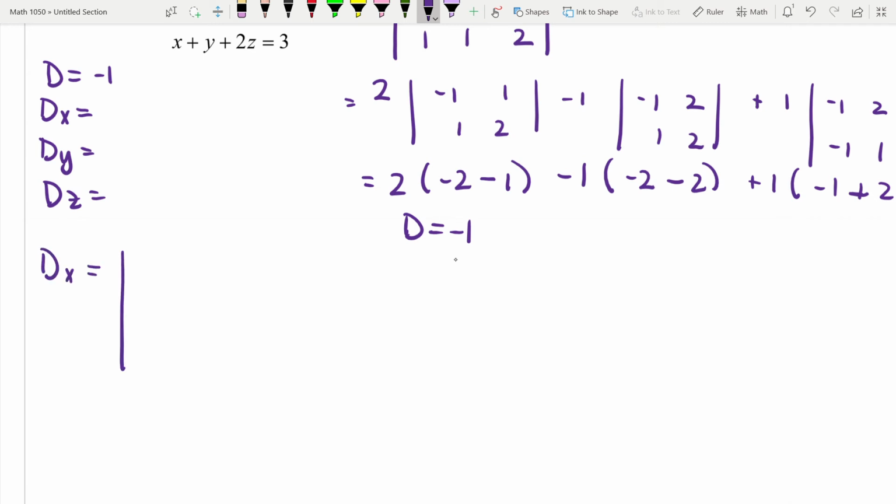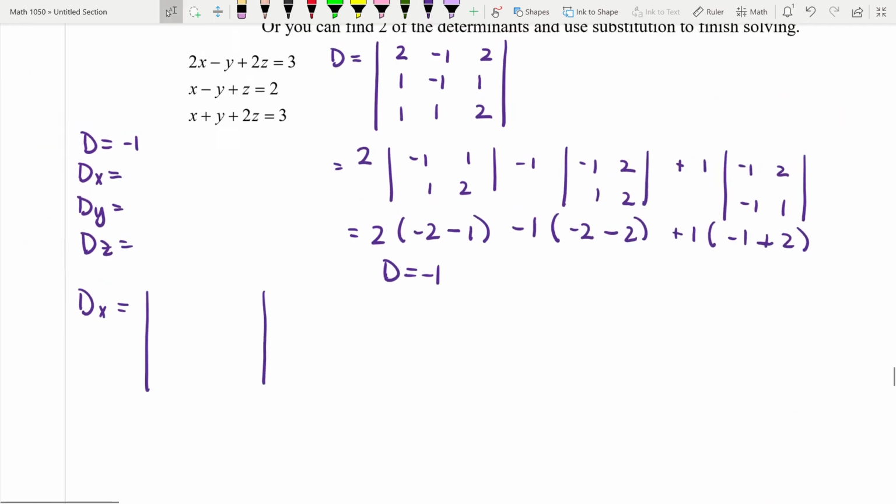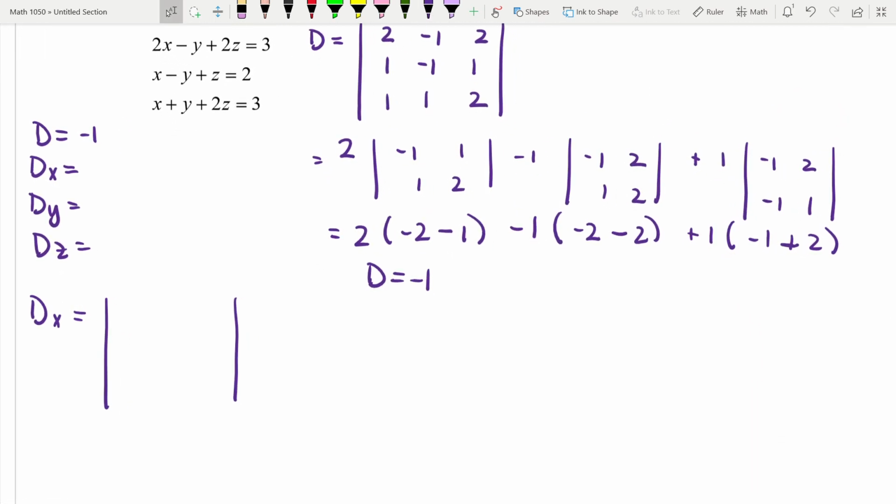To find D sub x, you change the x's to the right hand side. Okay, so the x's are going to be 3, 2, 3 going down. Y's are negative 1, 1, 1. Z's are 2, 1, 2.